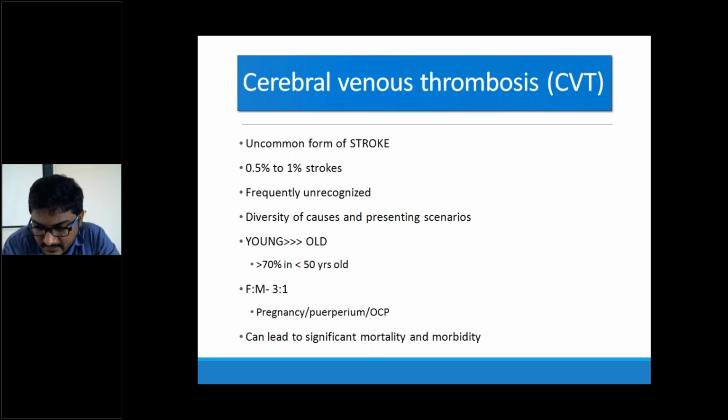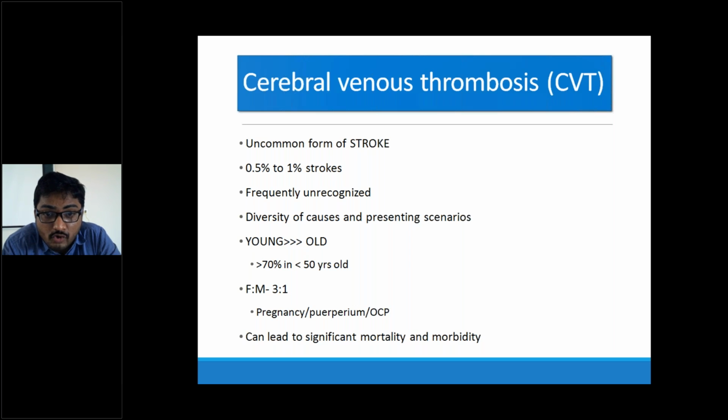Answer, please answer. Yeah, I remember. Many times I have asked this question. What are the causes of stroke in young?